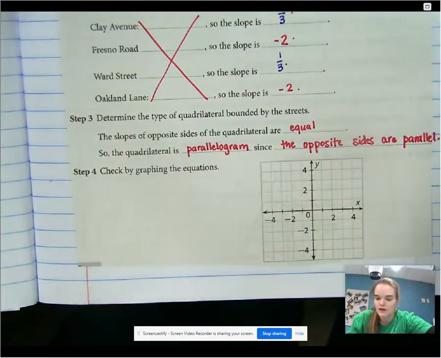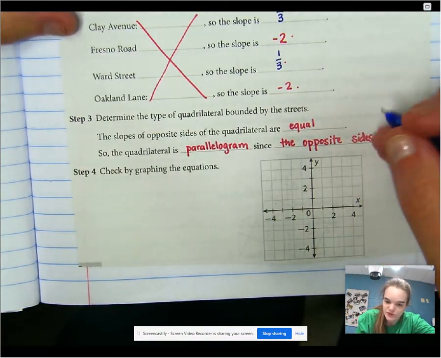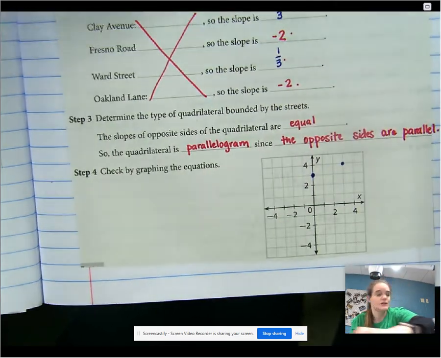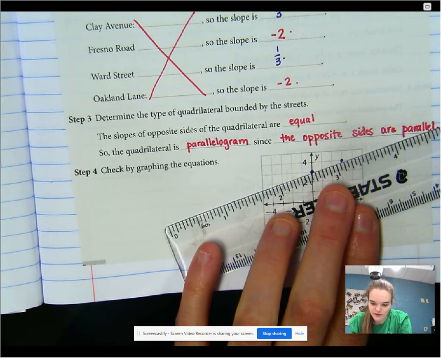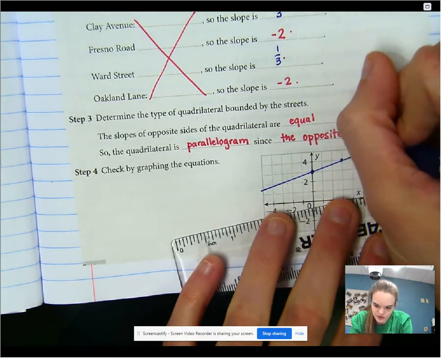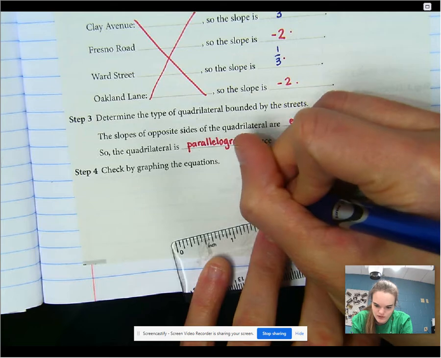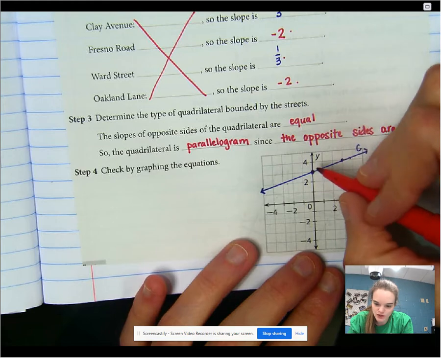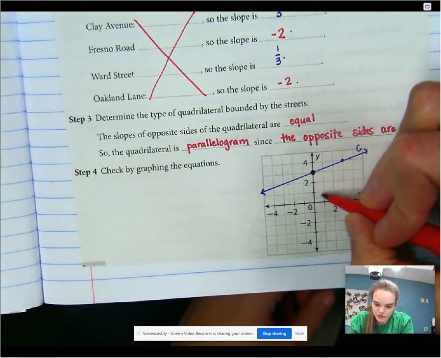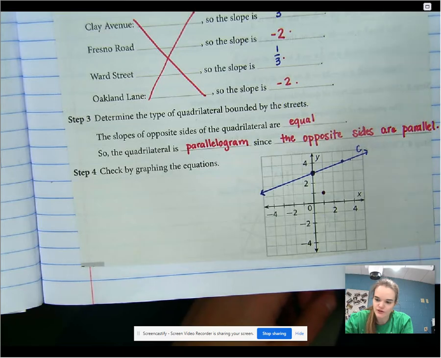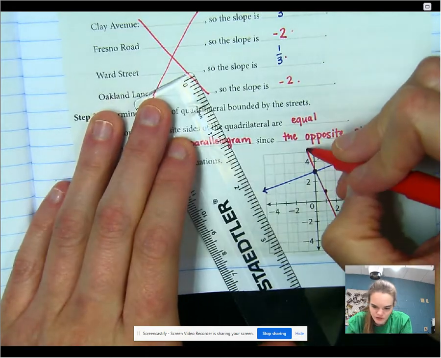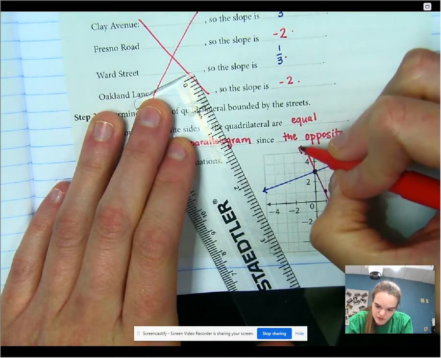Okay, let's graph. Here's how we graph these lines. Clay Avenue is at y equals 1/3 x plus 3. Start at 3, go up 1/3, and connect. So that's Clay Avenue. Put a little C for Clay at the end of this line, just so you understand that that's what this one was. This is C for Clay Avenue. Okay. The next one, Fresno Road, starts at 3 as well, but it's negative 2 slope, so you go down 2, right 1. This will be F for Fresno Road. F, this is Fresno Road.